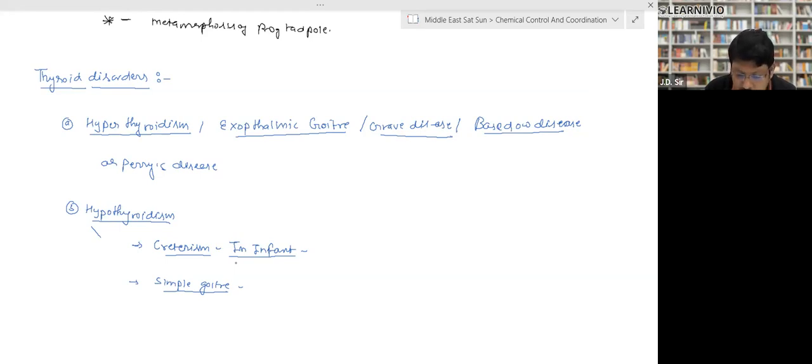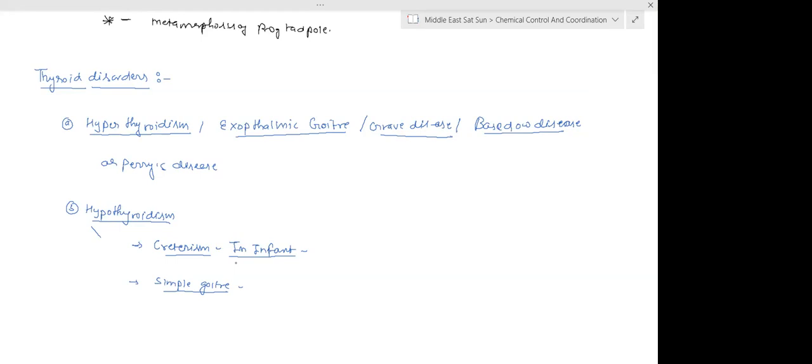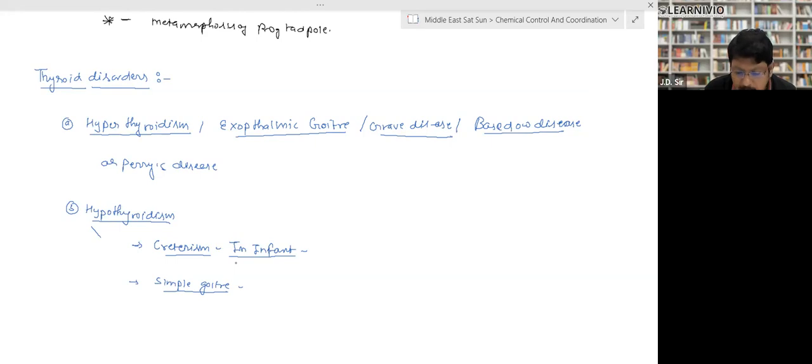Sir, can you repeat from the first? Sure. It is caused by deficiency of iodine, which is needed for the synthesis of thyroid hormone. Full stop. It causes thyroid enlargement.